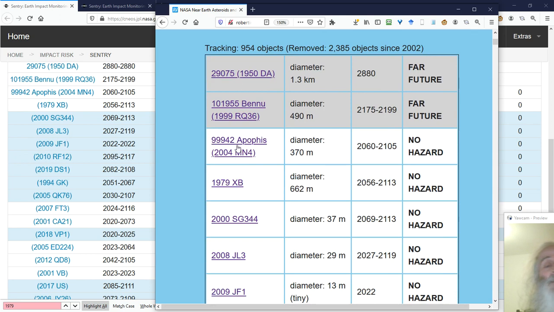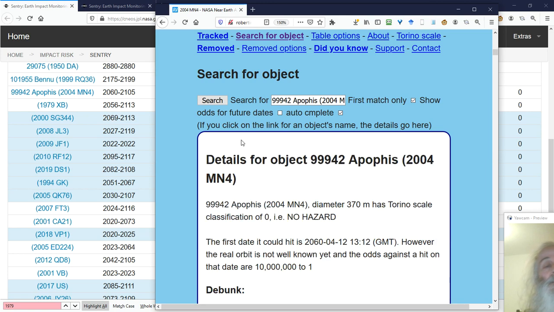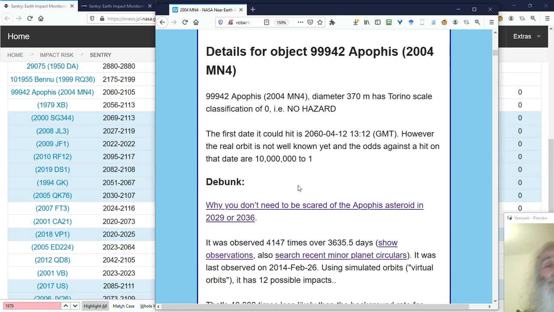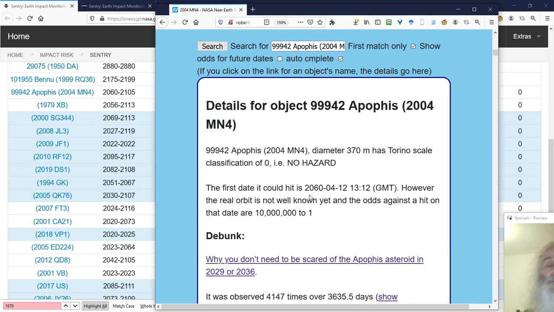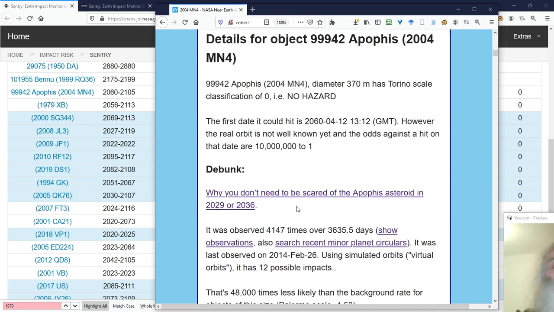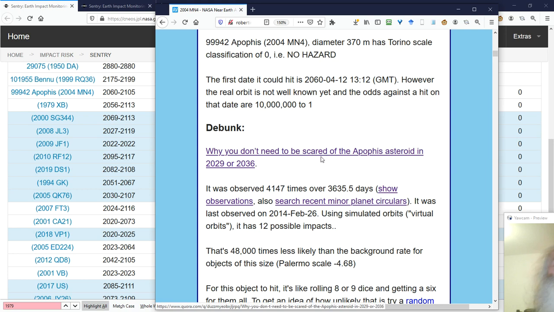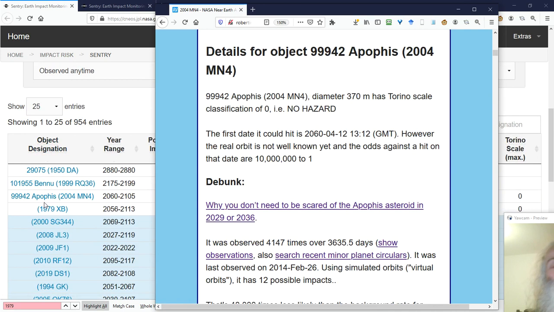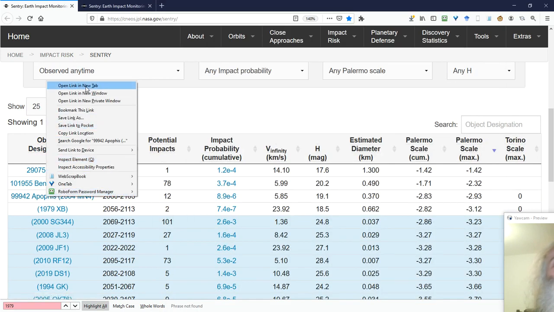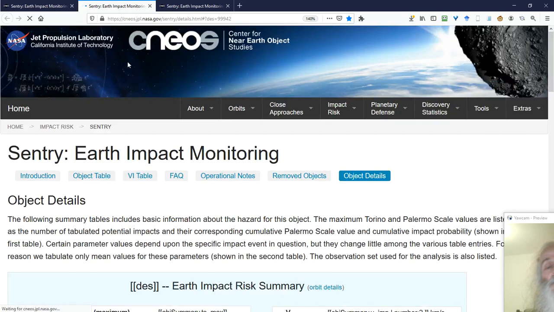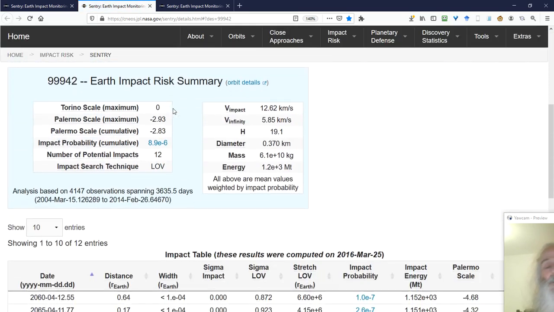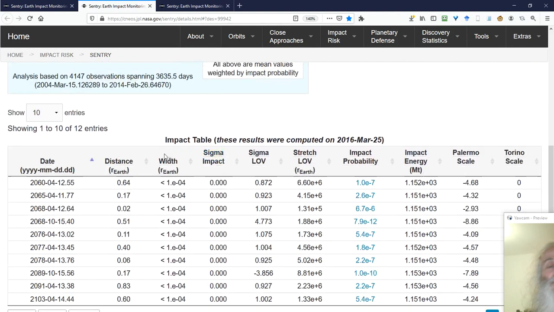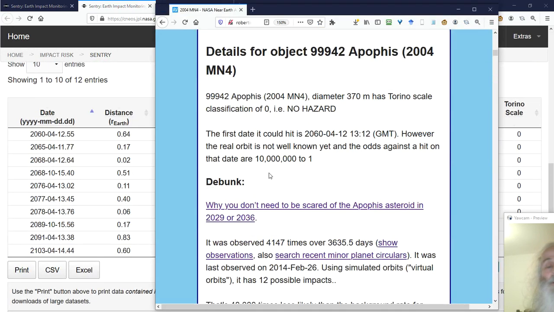If you click on one of these things, like that, then you get these details for it. It says there's no hazard, which we already know. It gives the first date it could hit, and if I've got a debunk, it links to my debunk. Now, if you click on the same one, Apophis, and bring it up in a new window, then you get this. Now you see a whole mass of numbers, V impact and all that. But this is exactly the same data that I'm presenting here, but presented as tables.